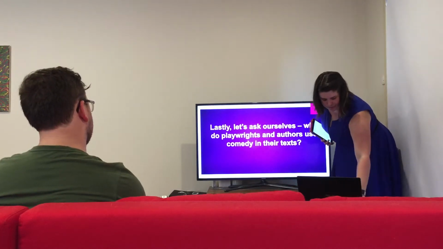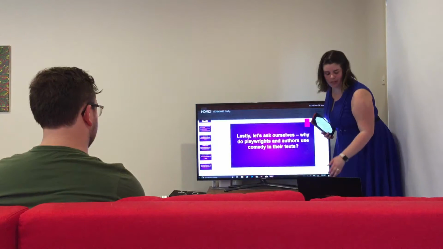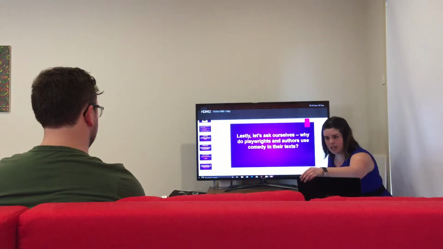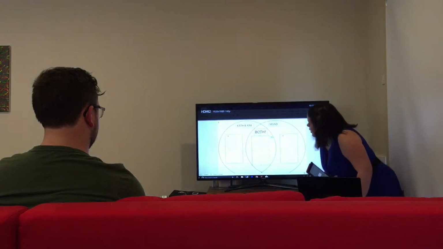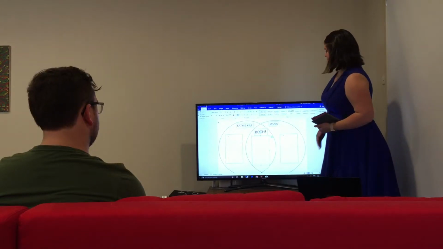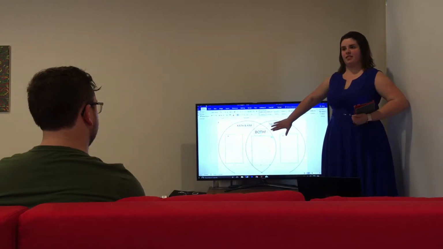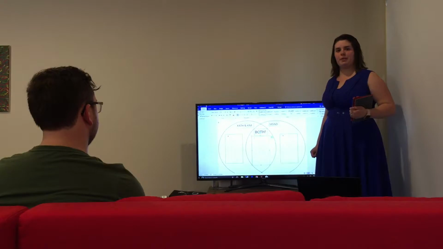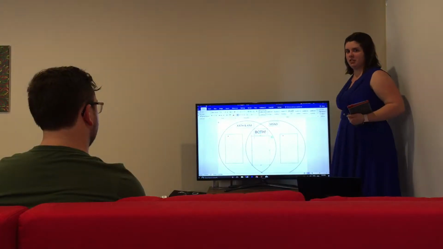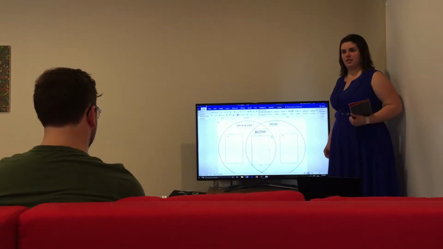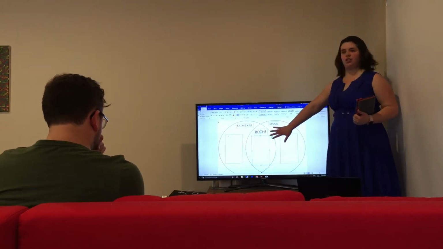Okay, so what we're going to do now is very quickly. So, can anyone tell me what this is? It's a Venn diagram. Venn diagram, okay. And why do we think we're using a Venn diagram in English? To compare the two texts. Yes, awesome. To compare the two texts.